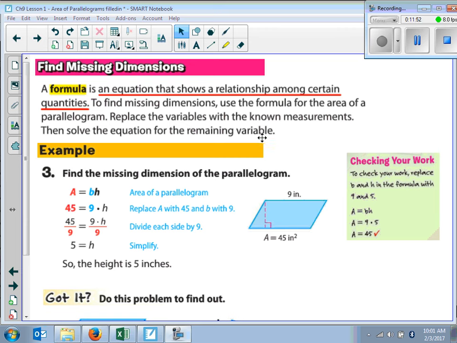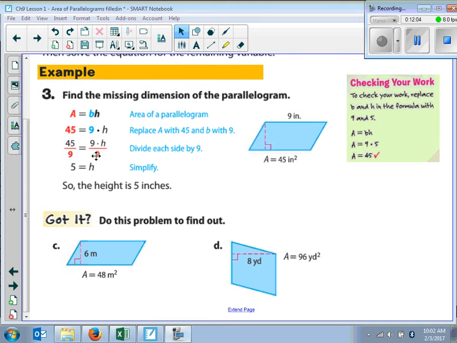Okay? So, it sounds like something new, right? But you've done this before when we were solving equations. Okay? So, for this example 3, it says find the missing dimension of the parallelogram. So, they gave us the area, they gave us the base. What are we looking for?